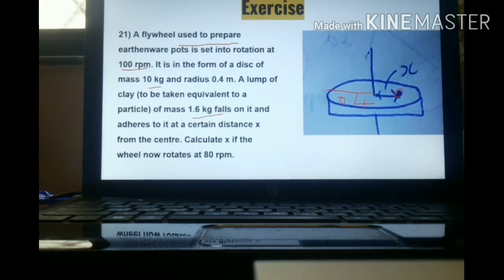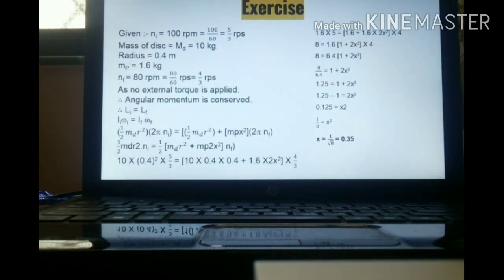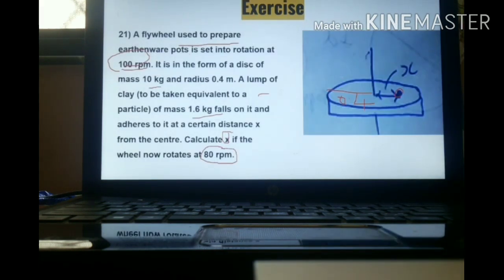As soon as this clay falls on this flywheel, what happens? The speed which was previously 100 rpm, now it is revolving at 80 rpm. We have to find out x now. We have to find this distance from the axis of rotation. For this, first of all, previously it was rotating at 100 rpm, means 100/60, that will be 5/3 rps. Now the mass of the disc MD is 10 kg. Radius is 0.4, which we have already seen. The radius of this disc was 0.4.